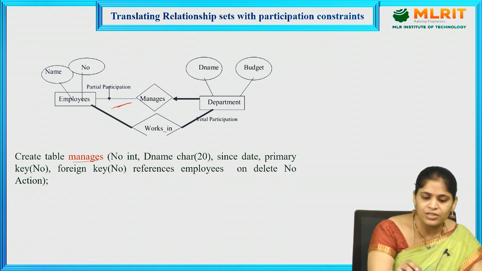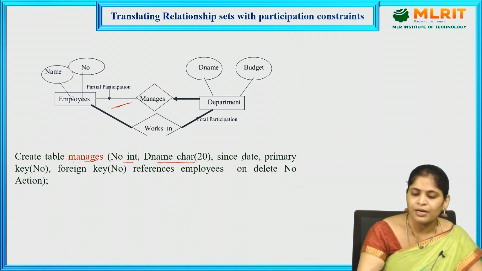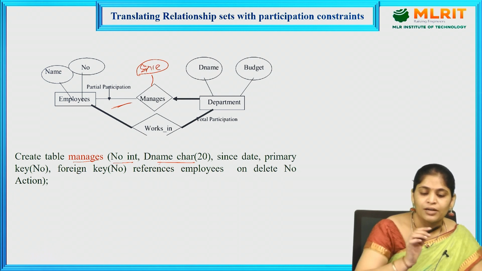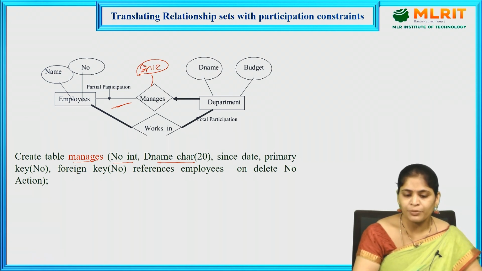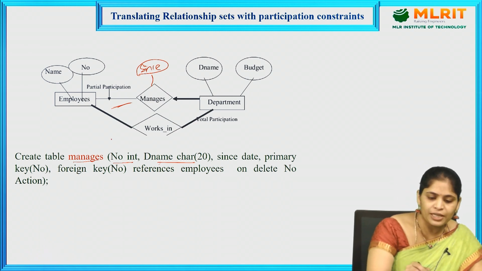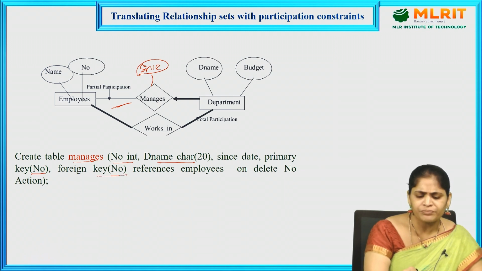Create table managers, which consists of the attribute number, that is the employee number. Next, department name. Next, let us consider the attribute since, which is a descriptive attribute. The attributes which are defined for a particular relationship are called descriptive attributes. Here let us consider the primary key for this relationship. The primary key is number, that is the employee number. And what is the foreign key? That is also number, which references the employees table.